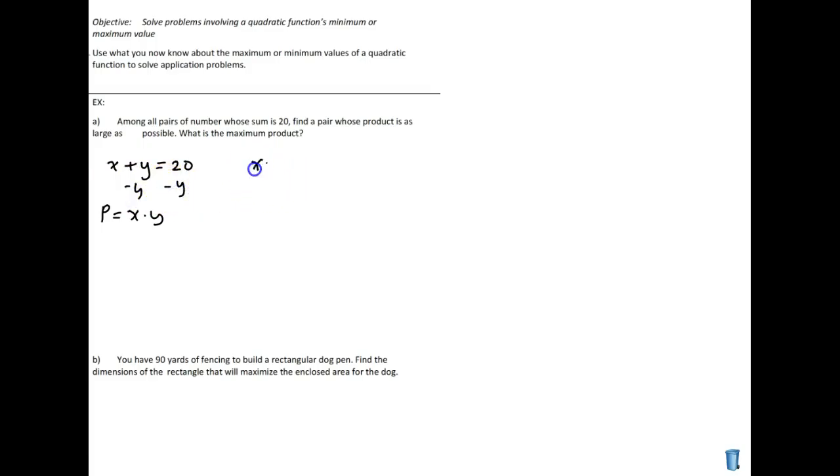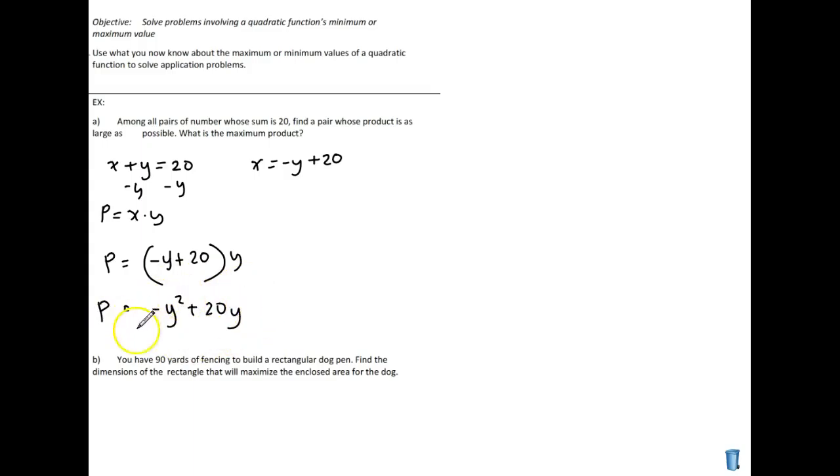And I'm going to say x is equal to negative y plus 20. And then I'll plug that in for x here. So now my product is equal to negative y plus 20 times y, or negative y squared plus 20y. This is my product. Notice it's a quadratic, okay?